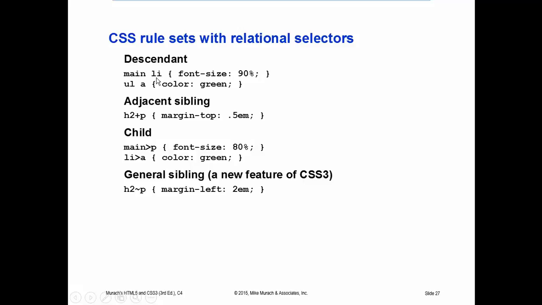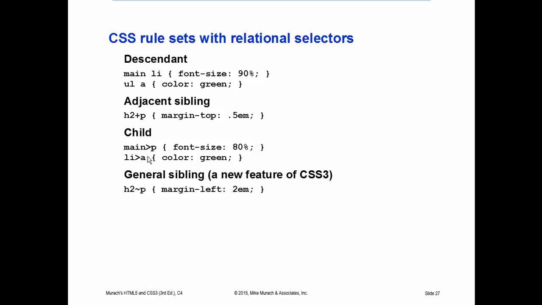This says, I believe, an LI that's inside of a main. This says an A that's inside of a UL. This says an H2 and a P tag that are at the same level. This says P, and I believe that P is a child of main, etc. So there's a bunch of different ways that you can put this stuff. This is only going to start making sense when you take the time to create a simple sheet.